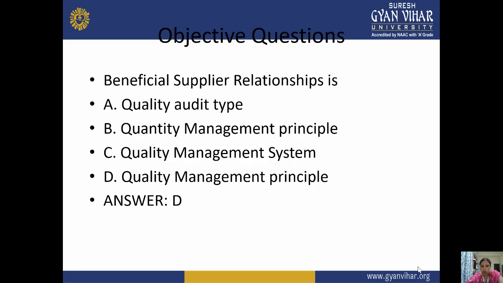Now, there are some questions related to today's lecture. The first question: beneficial supplier relationship, BSR, is related to which of the following? It is related to the quality audit type, a quality management principle, a quality management system, or quantity management system, or fourth, a quality management principle. We have already discussed that beneficial supplier relationship is a quality management principle. That is, answer D is correct.